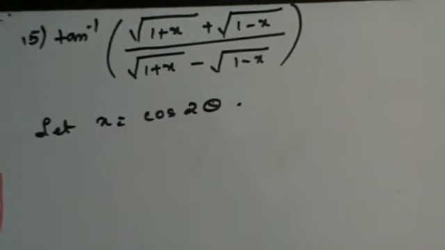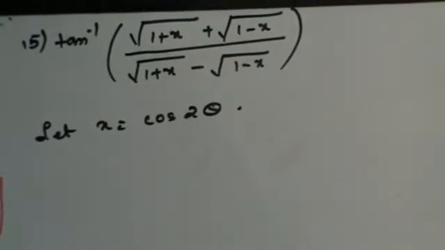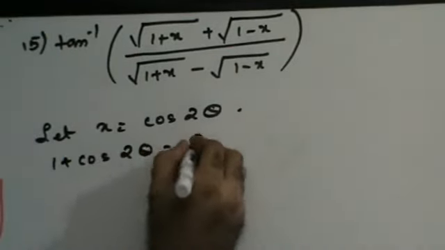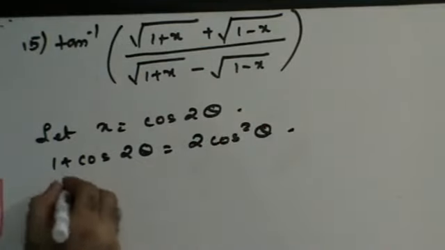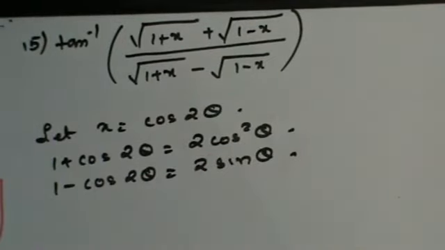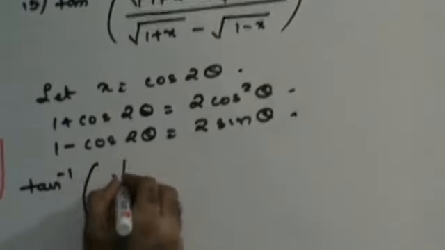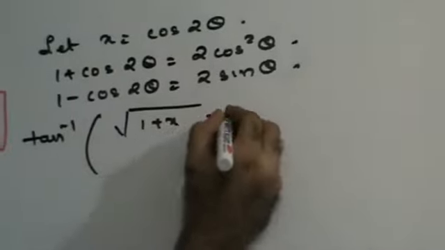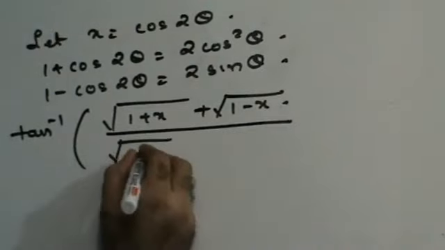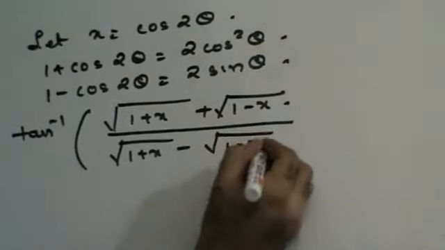Because I have multiple angle formulas here which say that 1 plus cos 2 theta is nothing but 2 cos square theta, and 1 minus cos 2 theta is 2 sin square theta. I have it in the form 1 plus x, 1 minus x. So by using the same trigonometric function, I can substitute both. So let's start with the sum now. Tan inverse of root of 1 plus x plus root of 1 minus x upon root of 1 plus x minus root of 1 minus x.